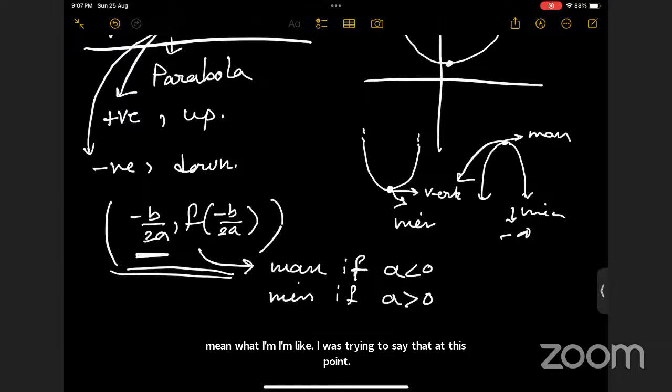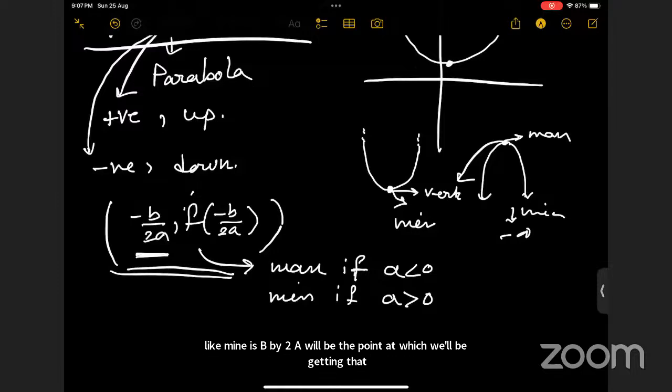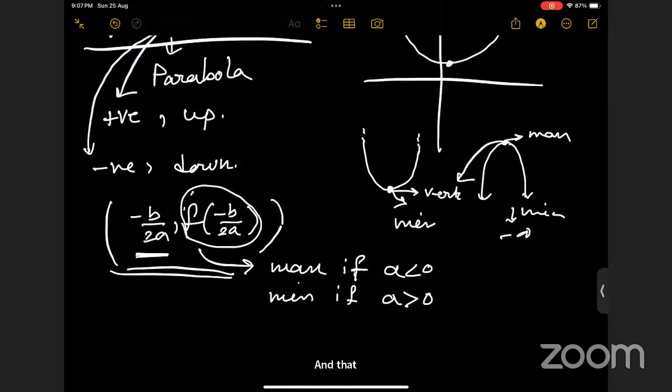So in order to find the minimum value, we first find minus b by 2a, and then put it in the function. Got it, ma'am. So minus b by 2a will be the point at which we'll get the minimum value, and f of minus b by 2a will be the minimum value. Yes. Got it, ma'am.